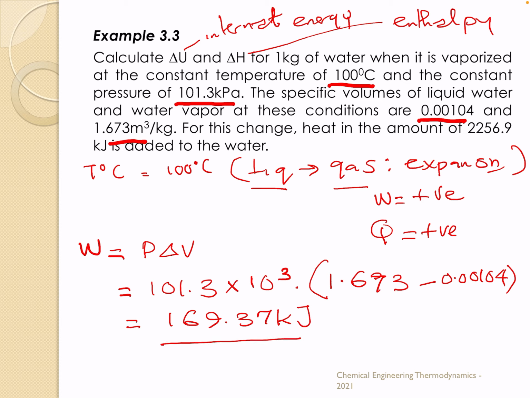That is the work done. And remember, it's positive since heat is added. We've mentioned that earlier on. So from what we've got, we know change in U equals Q minus W, which is 2256.9. Remember, we've also said the heat being added is positive, 2256.9.